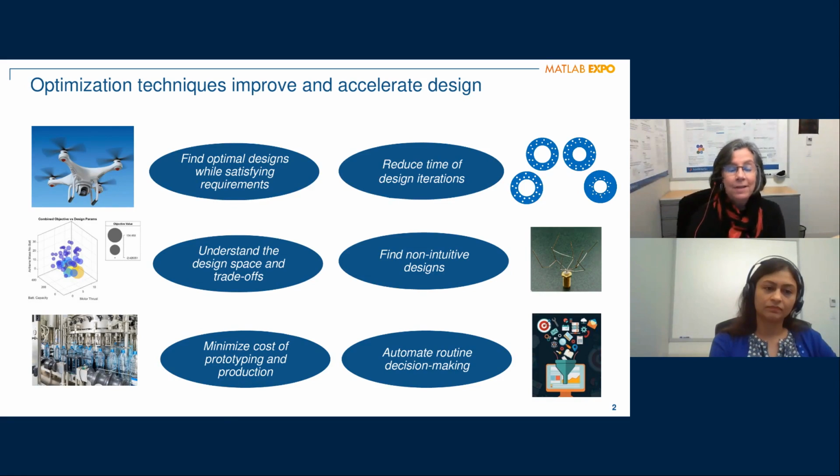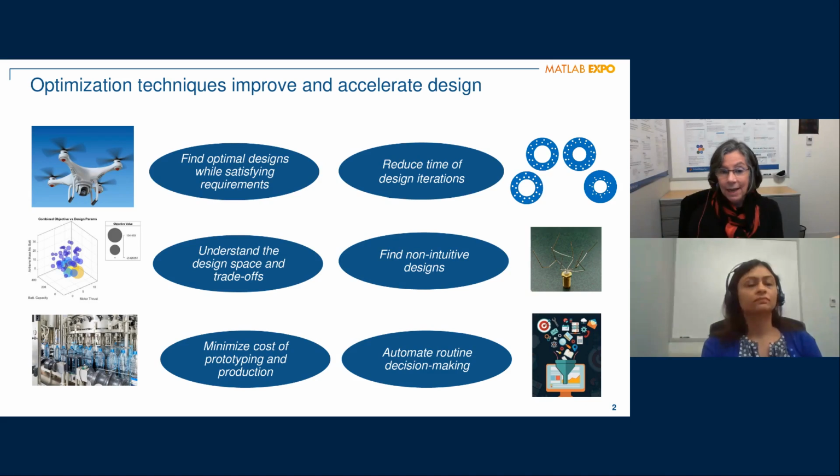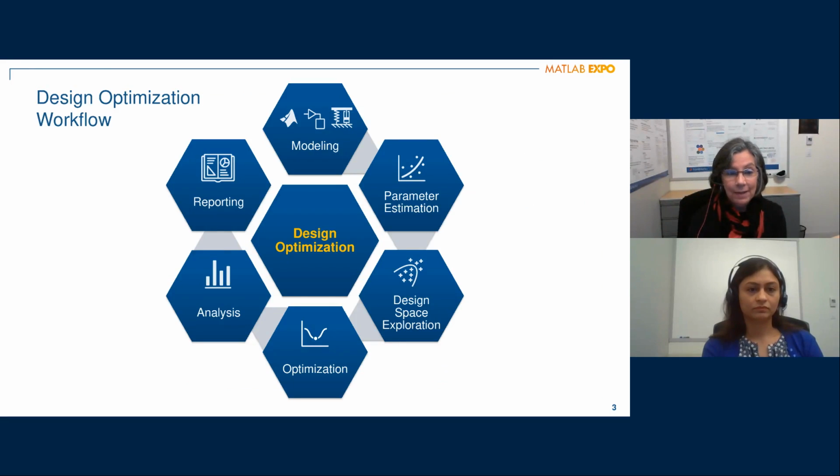So what other kind of things can you get out of doing design optimization? Well, we talked about finding a better, improved design, but you can also reduce the time of design iterations by using this automated process of optimization. It can help you understand the design space, find the non-intuitive designs, automate design work, and result in lower cost designs. So these are some of the kind of things we'll talk about today.